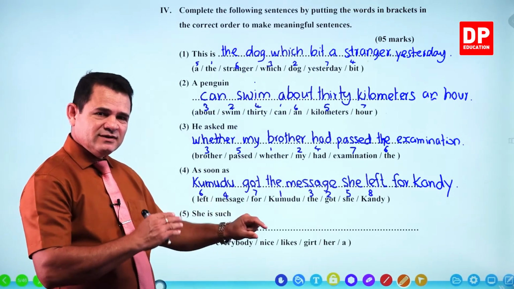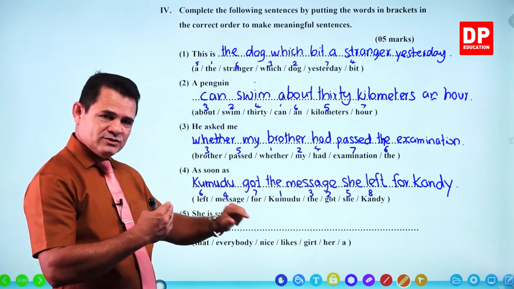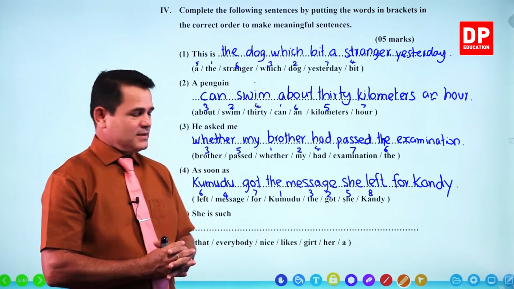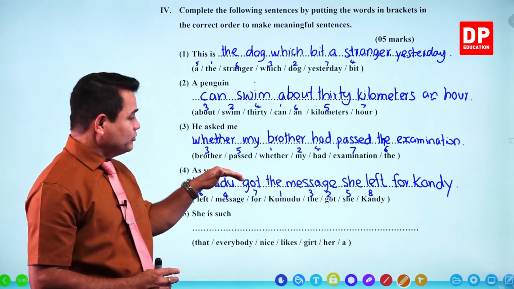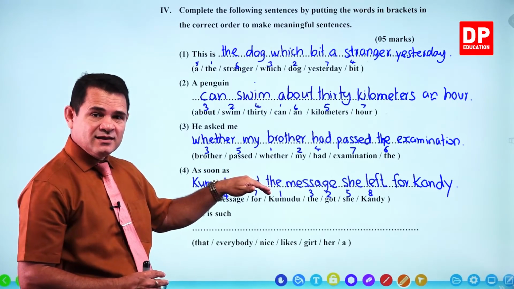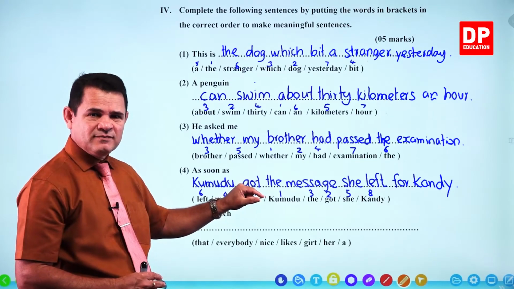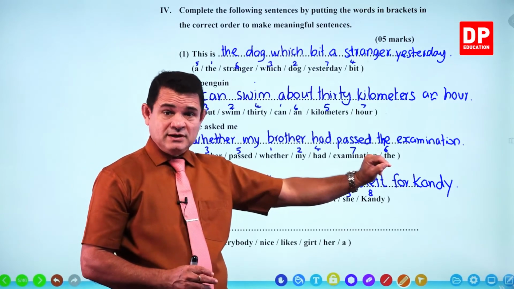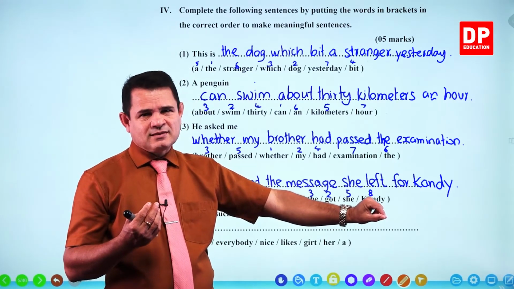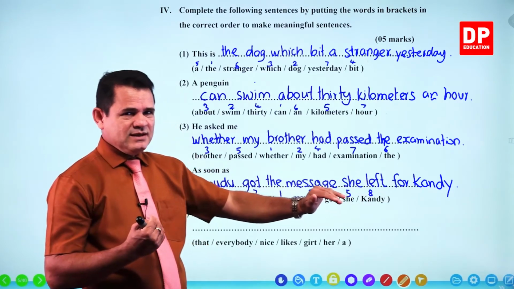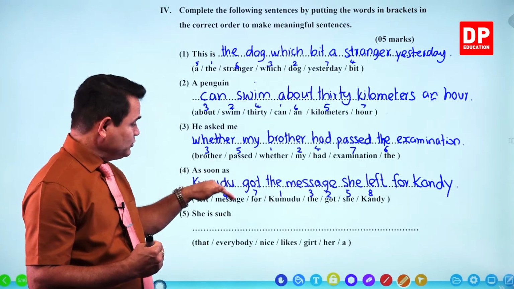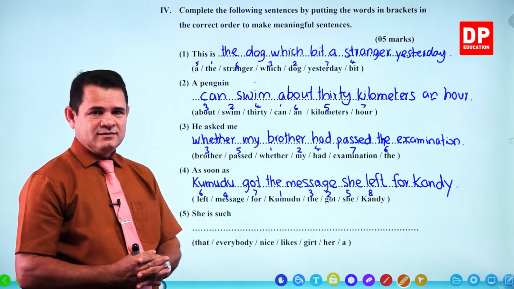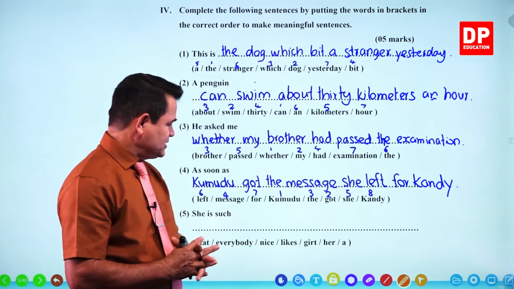So if you change the words, even slightly, you can understand for yourself that the meaning of the sentence is wrong. Let's think like this: as soon as Kumudu left the Candy, she got the message. No. So better meaning is as soon as Kumudu got the message, she left for Candy. Right? Now look at the next one.